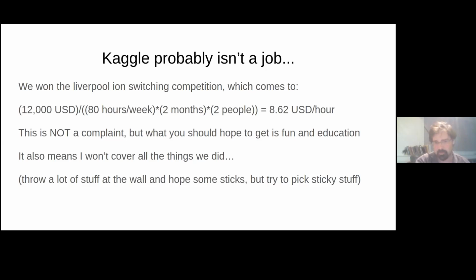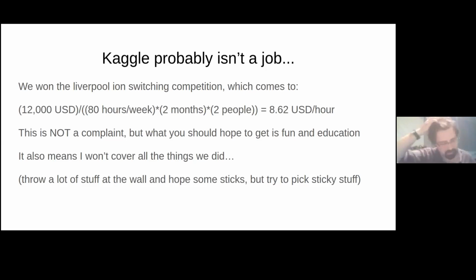But the payout comes. I mean, I don't know what minimum wage is where everybody is, but this is around minimum wage, maybe less where I live. And I'm not complaining at all about that. We were very lucky to have won. It was a lot of work, but a lot of luck. But the real goal is to learn something and hopefully have fun.